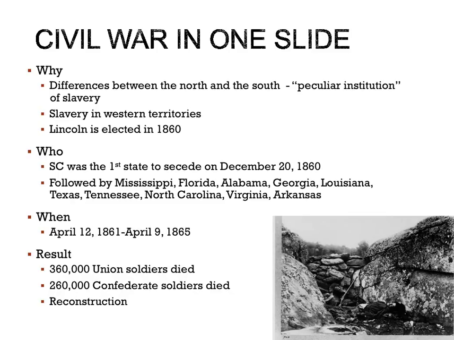South Carolina would be the first state to secede, and they would secede on December 20th, 1860. Secede means to withdraw from the United States of America. They see themselves no longer as a member of the United States of America and are starting to form their own country, the Confederate States. Now, this was followed by Mississippi, Florida, Alabama, Georgia, Louisiana, Texas, Tennessee, North Carolina, Virginia, and Arkansas.